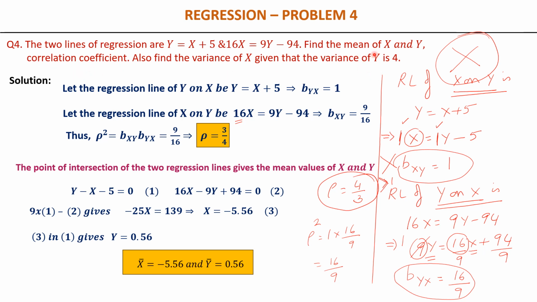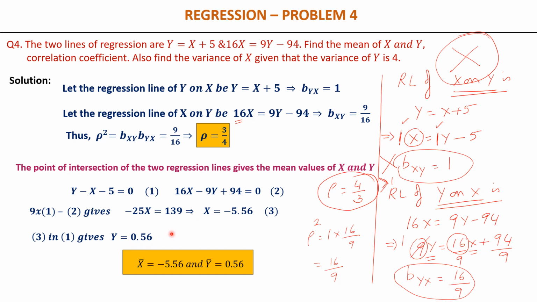How do you calculate the mean of x and y? We have studied in the properties of regression lines that the point of intersection of the two regression lines gives us the mean coordinates. So if I want to find the mean values, I simply have to solve them simultaneously, as simultaneous equations. I eliminate x, find y, or eliminate y and substitute back to get x. Here I have eliminated y first by multiplying the first equation by 9 and subtracting, so I get the x value. And then I substitute it back in one of the equations and get the y value.